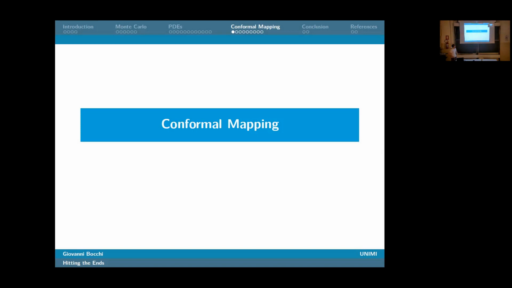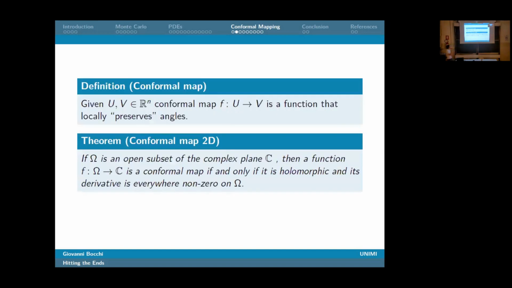Okay, so we can go on and see the last approach for today, which is based on conformal mappings. So we will define, very naively, a conformal map as a map between two open sets of R^n, which locally preserves angles. You have to think that if you take two paths in U and you map them to V, which are incident at a point, the tangent vectors to the paths at that incident point should form the same angle as in U.